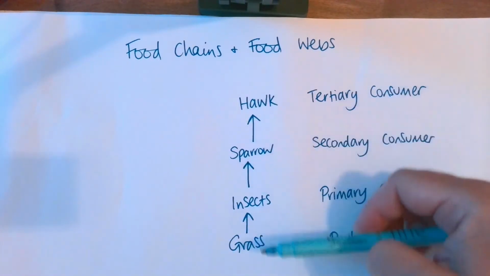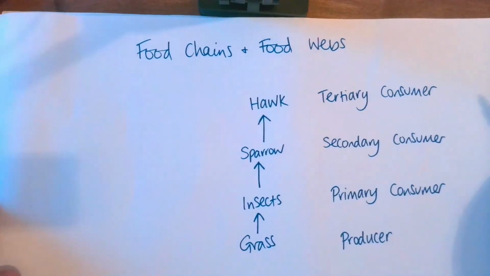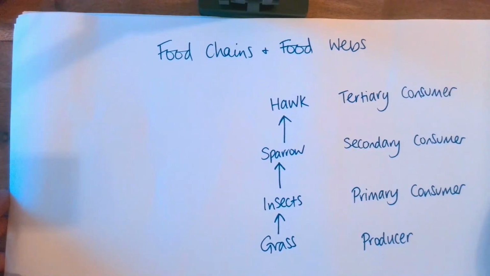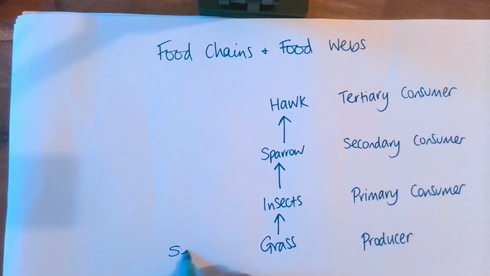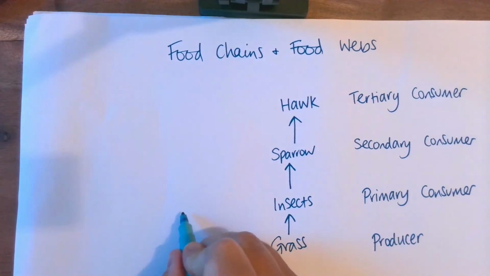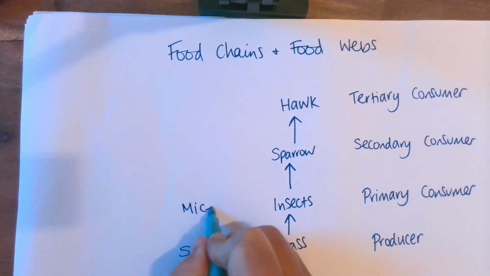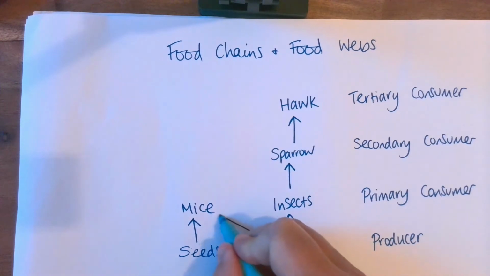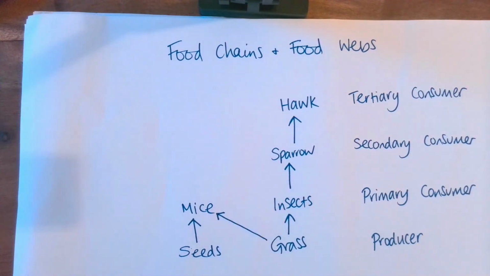But of course you don't just have these things, you have other things as well. So let's turn this into a food web now. What we're going to do is put on another producer. So I'm going to add seeds, just there. Okay, there we go. And then I'm going to put mice. So the mice eat the seeds. Also, the mice would eat the grass. So we can do an arrow like that.